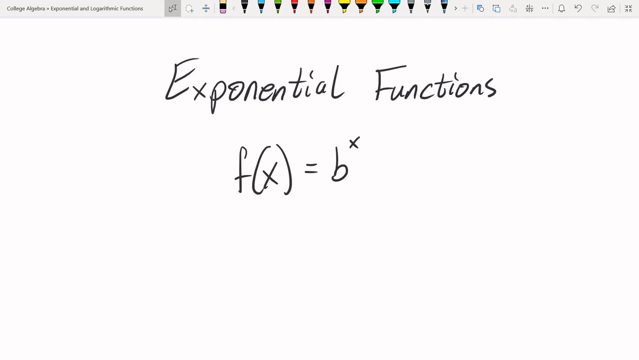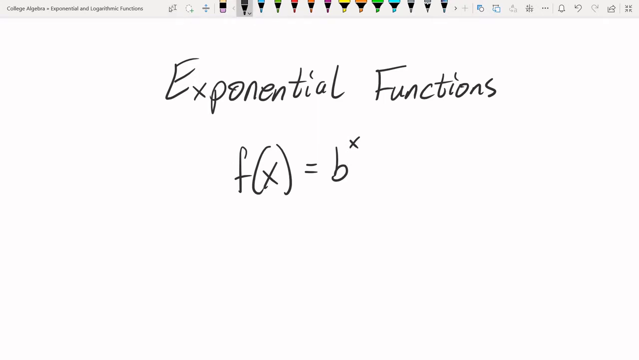Exponential functions are functions that grow or decay based on the previous amount. Classic examples of exponential growth are compounding interest, population growth, radioactive decay, and so on. Simple exponential functions are of this form right here. f(x) = b^x.